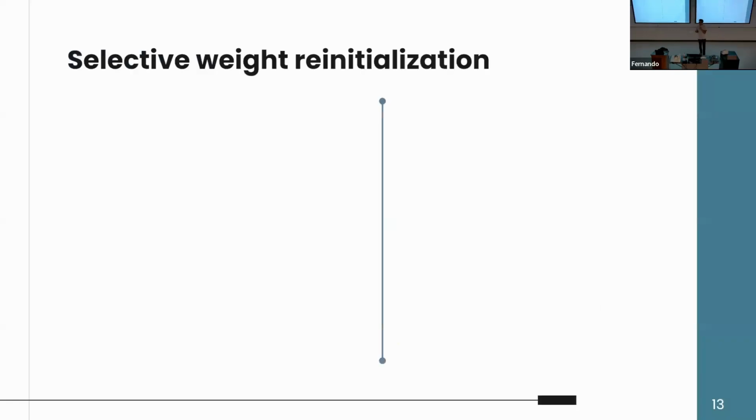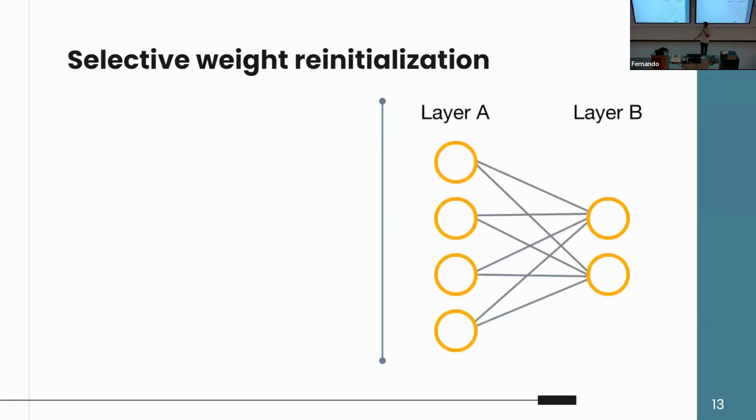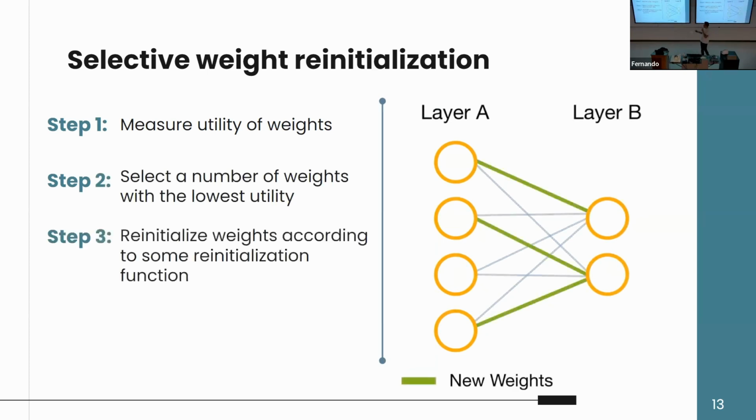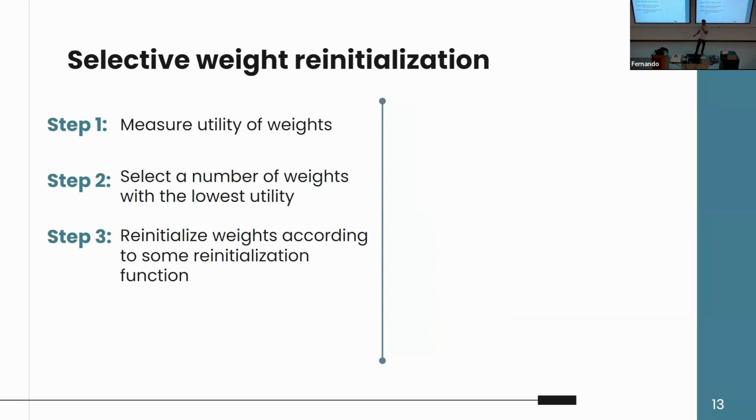Okay, so here is the algorithm. We have 2 layers, layer A and layer B. I really don't care which layers these are. The only thing that I care about is that they are connected by weights between each other. The first step is the same as in continual backprop. We measure the utility of weights given some utility function. Then we select a number of these weights that have the lowest utility. And then we reinitialize the weights according to some reinitialization function. And that's the whole algorithm. You just do this on each of the different weight matrices in your network. So there are going to be 4 different choices this time.